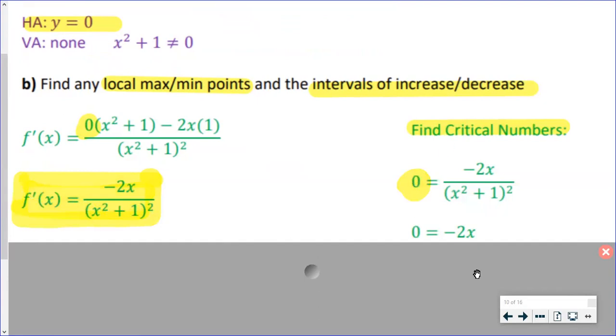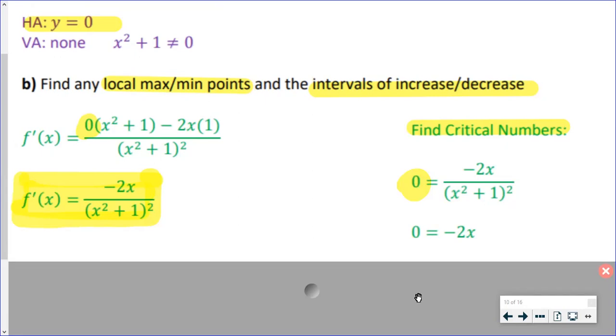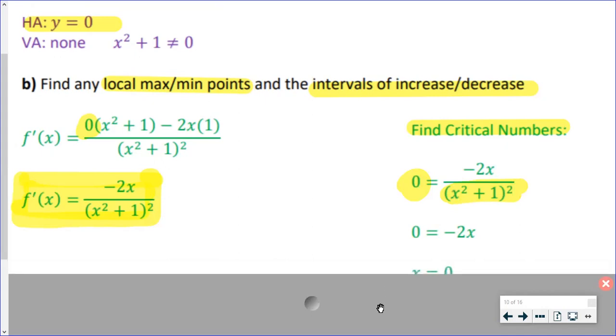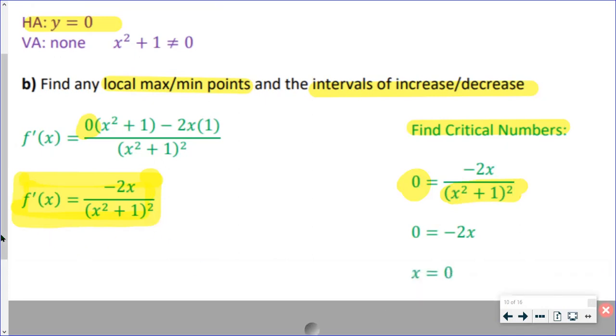And when we set the first derivative equal to 0, you'll notice that when we cross multiply, the denominator times 0 is equal to 0. It effectively eliminates the denominator. So I have a value of x is equal to 0. So that's my x value of my critical point.